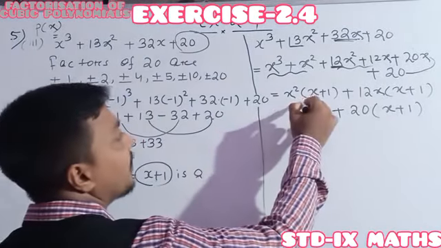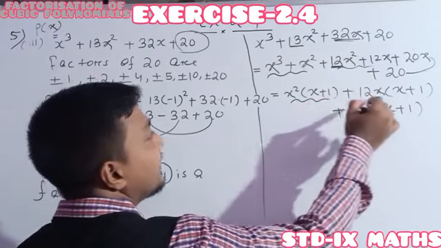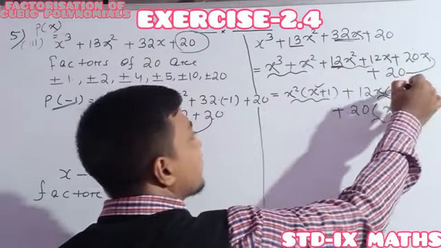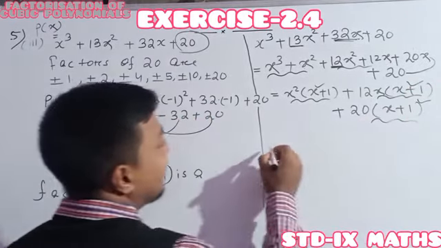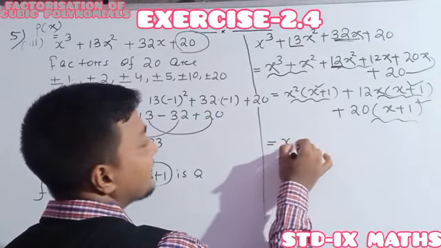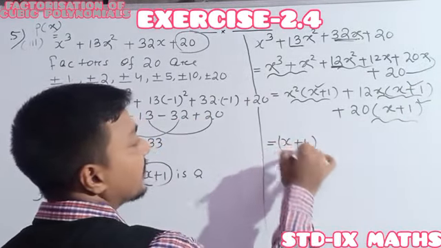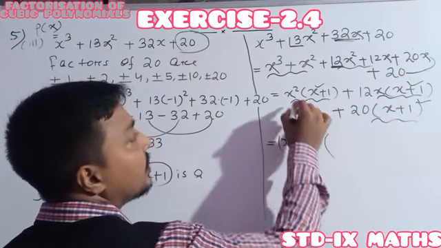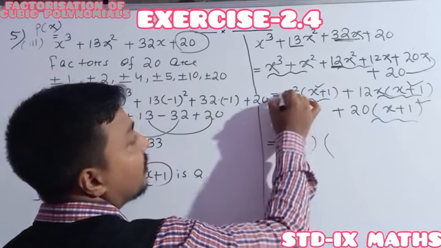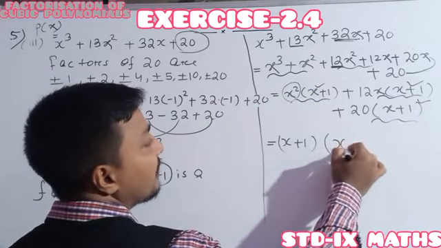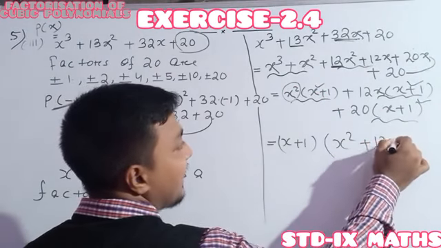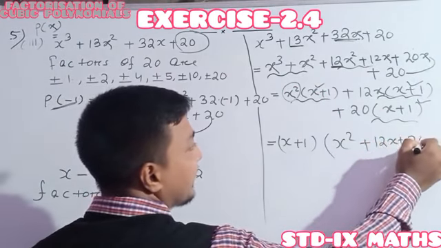So now the total polynomial has been reduced into 3 terms, 1 term, 2 terms, 3 terms, and in each term the binomial is common. That binomial is x plus 1. Whenever I take x plus 1 as the common factor from each term, the non-common terms within each term become x squared, 12x, and at last the non-common term is 20.